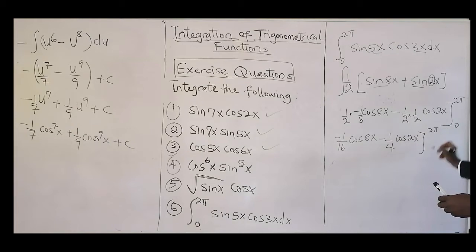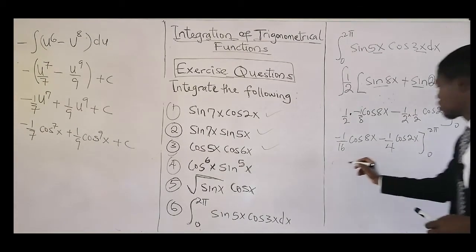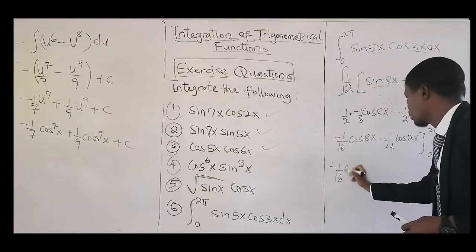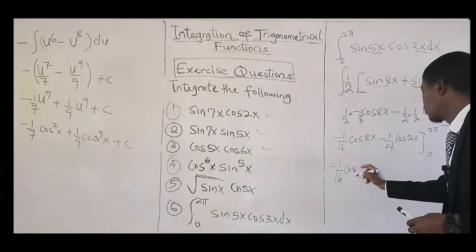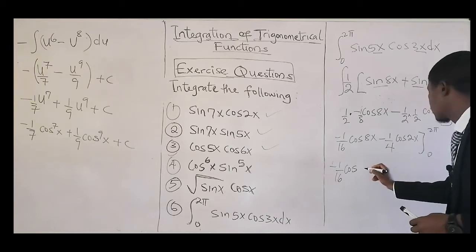Okay, 0 to 2 pi. So let's substitute now. At 2 pi, that will be equal to minus 1 over 16 cos of 8 times 2 pi, that's 16 pi.